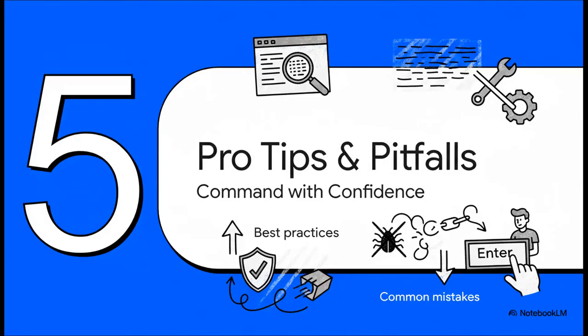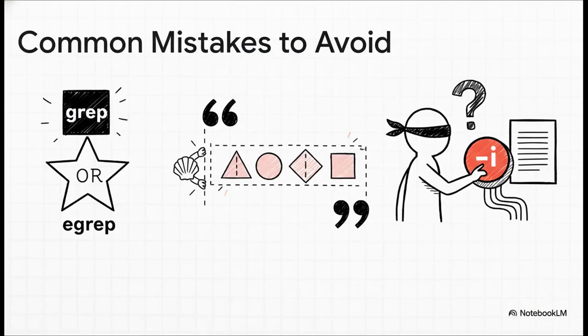And that brings us to our final section. We've seen how incredibly powerful these tools are, so let's go over some common mistakes and best practices to make sure you're using them safely and with confidence. Here are the top 3 traps people fall into. First, trying to use an extended pattern, like that OR pipe with basic grep. It just won't work. You need egrep for that.